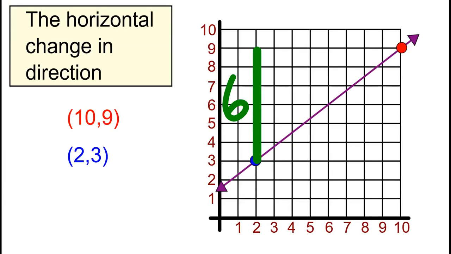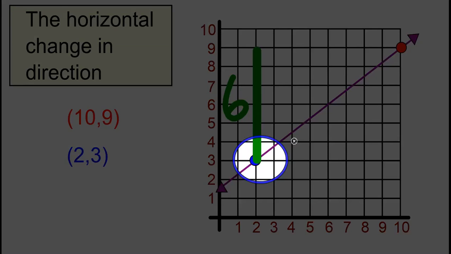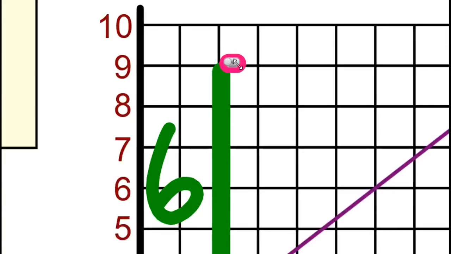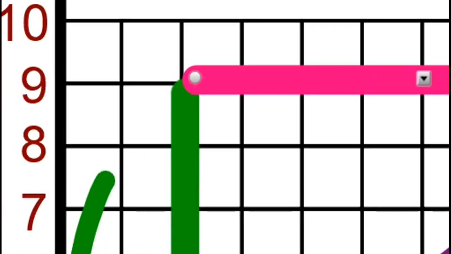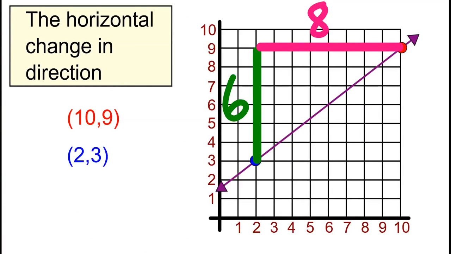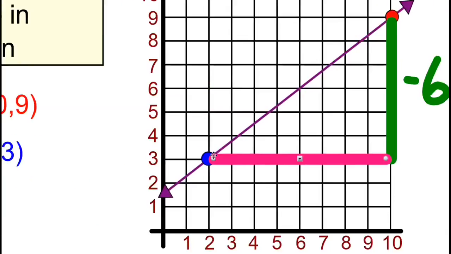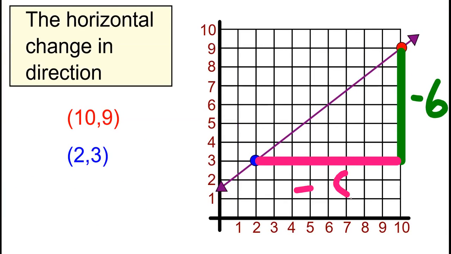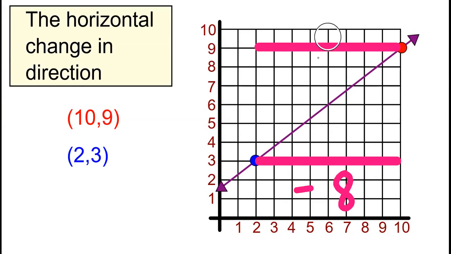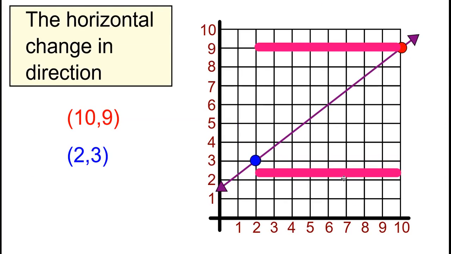Now let's talk about the horizontal changes in direction. When we used this point as our starting point, we went up 6. Now we would have to go to the right 8 spaces to get to the other point. When we started here, we went down 6, and we would have to go left 8 spaces to get where we're trying to go. Let's get rid of these 8's and translate the segments to the x-axis.